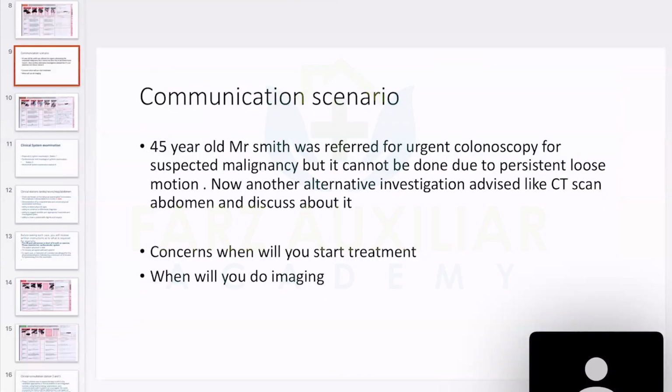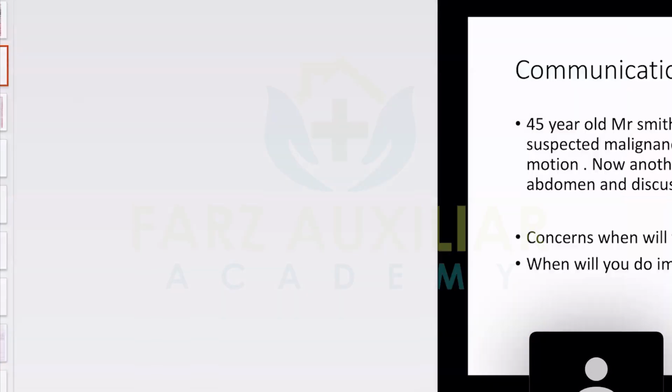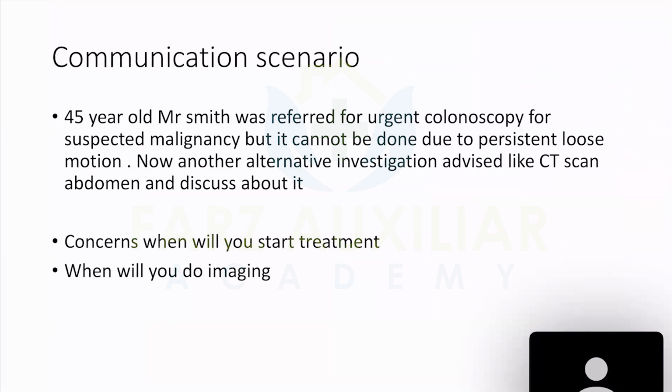Now look, another scenario, I will go rapidly. It also came in this 2023 carousel. A 45-year-old Mr. Smith was referred for urgent colonoscopy for suspected malignancy. The previous one was confirmed malignancy; this one is suspected malignancy. It is very, very important to get this information from the scenario. The colonoscopy cannot be done due to persistent loose motion. So another alternative investigation like a CT scan of the abdomen should be discussed.